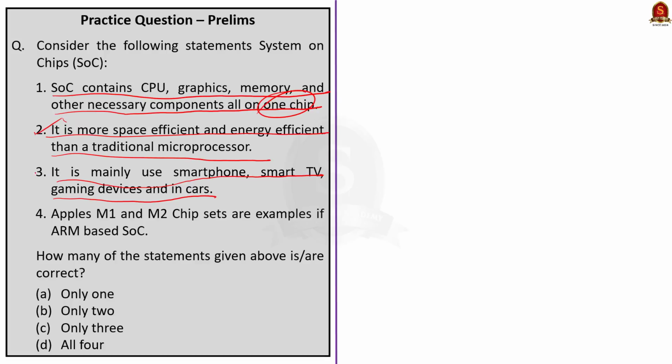Third statement, it is mainly used in smartphones, smart TVs, gaming devices and in cars. This statement is also correct. Statement 4, Apple's M1 and M2 chipsets are examples of ARM based SoC. This statement is also actually correct. Okay, so here all the statements are correct. So the correct option for the question is option D, all 4.